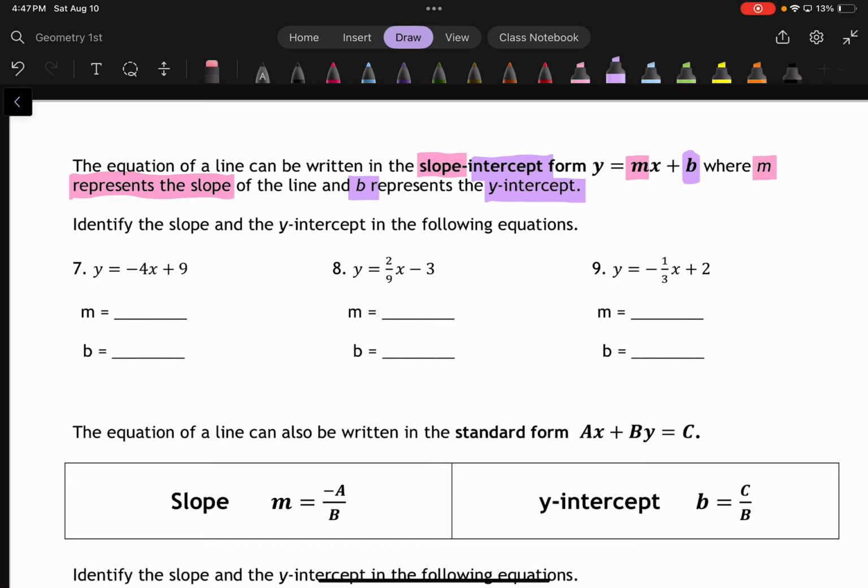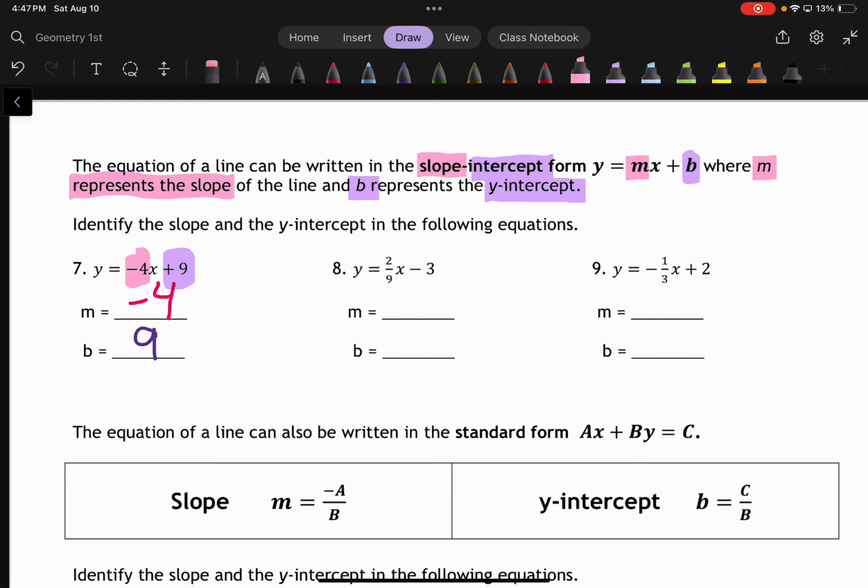Okay, so if we look here, when we're looking for a slope, we're looking for the x value. There's a -4 in front of the x, so my slope is going to be -4. The 9 is our constant, the number by itself. So in this case, 9 is going to be our y-intercept. Okay, if it's +9, it's a +9. If it's -3, it's a -3.